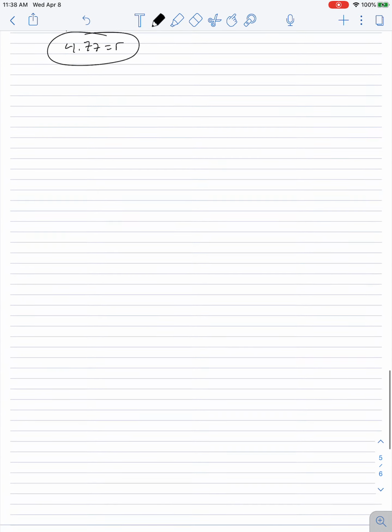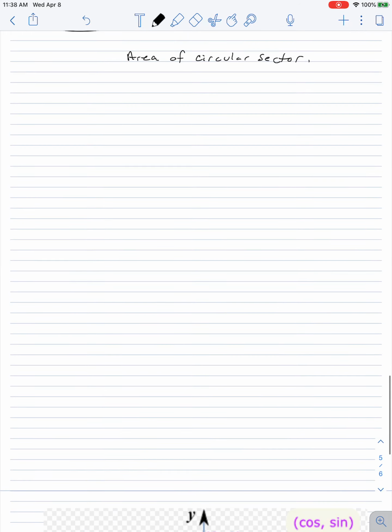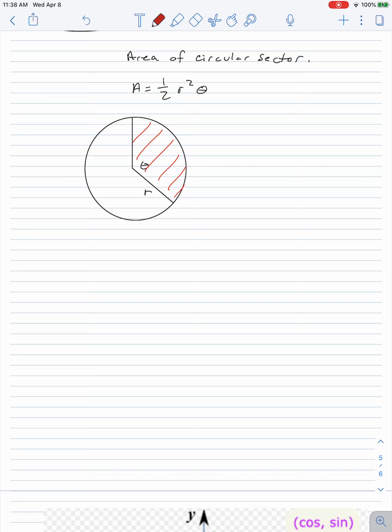And the last formula for this section is the area of a circular sector. The formula for that is A equals 1/2 r squared theta. So a problem might look like this. Give you a section. This is going to be r, this is going to be theta, and the thing we're finding the area of is this pi piece. Okay.